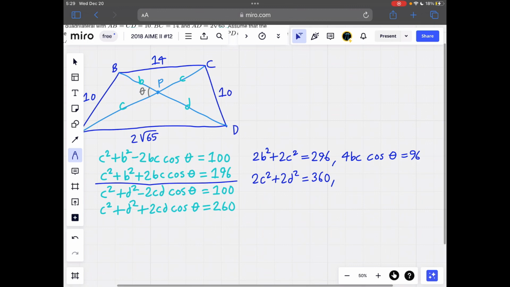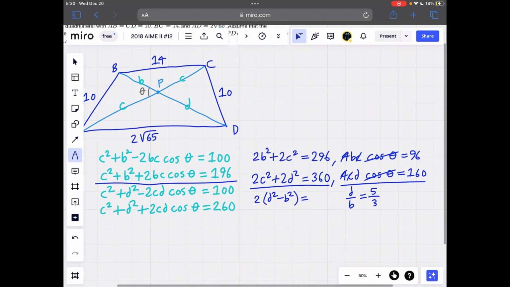And in the second set of two equations we have formed using the law of cosines, we know that 4cd cosine theta is equal to 260 minus 100, which is 160. So we can divide these two equations. The 4c's cancel out and the cosine theta cancels out. So we get d over b equals 160 over 96, which is 5 times 32 over 3 times 32, so 5 over 3.